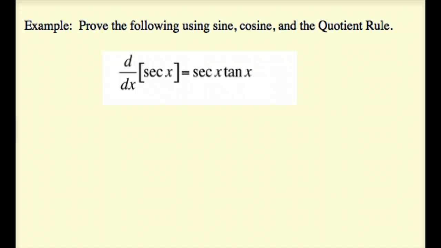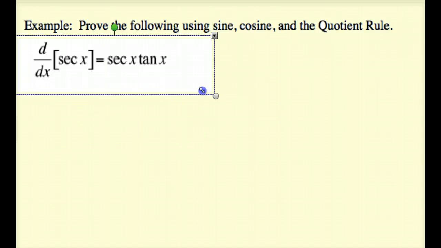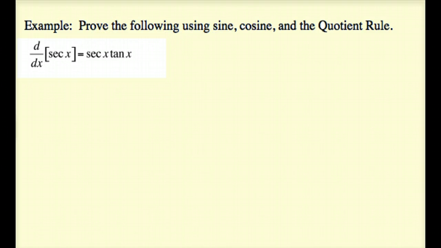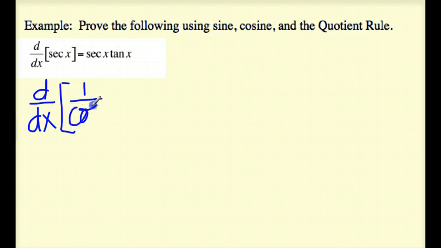So once again, it says prove the following using sine, cosine, and the quotient rule. So I'm going to need to rewrite our secant of x into a quotient, and thankfully that was the property that we just used previously. So this is the same as d dx, the derivative of 1 over cosine of x. Have I just created a quotient? Yeah, so now I'm going to use the quotient rule.